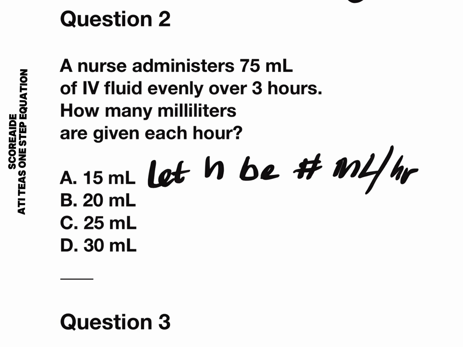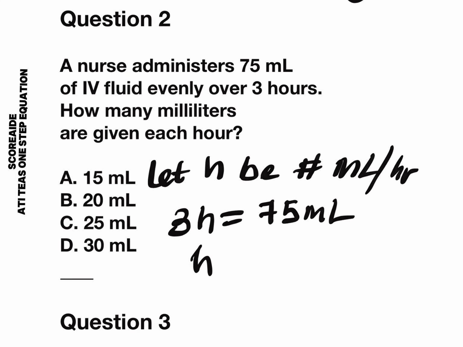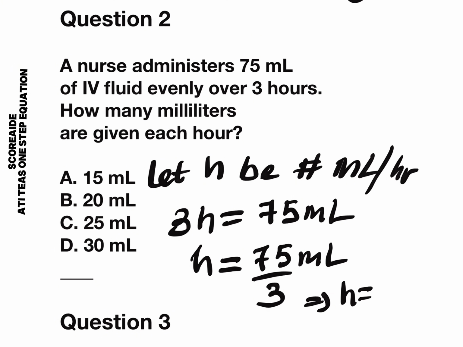In this case, we have 3H will be equal to 75 milliliters. So that H, which would be the unknown, would be what? We are dividing both sides by 3, which would be 75 milliliters all over 3. So it means that H is equal to 25 milliliters. So the answer is C.